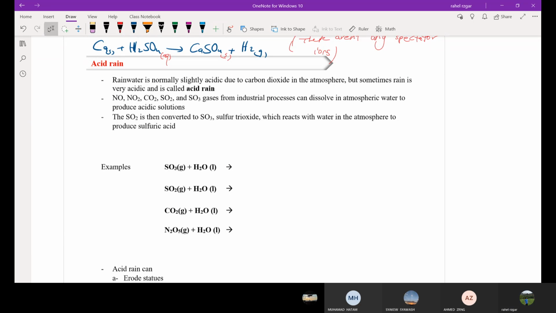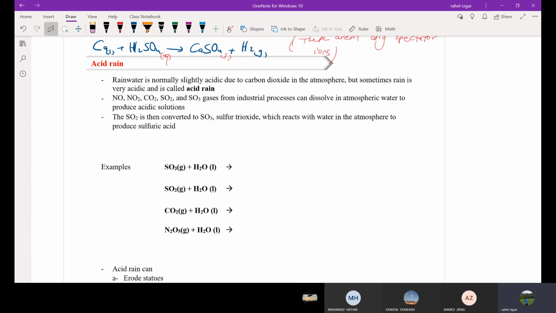Acid rain. What is acid rain? When a lot of gases are concentrated and produced inside the atmosphere, in the air, when it rains, the rain will react with the gases and they will form a solution or a mixture of acid, which will form acid.